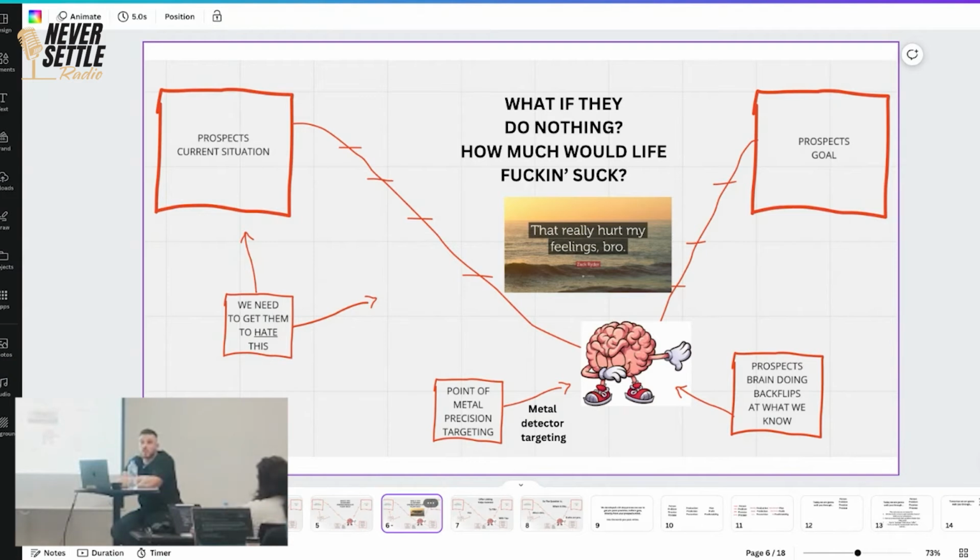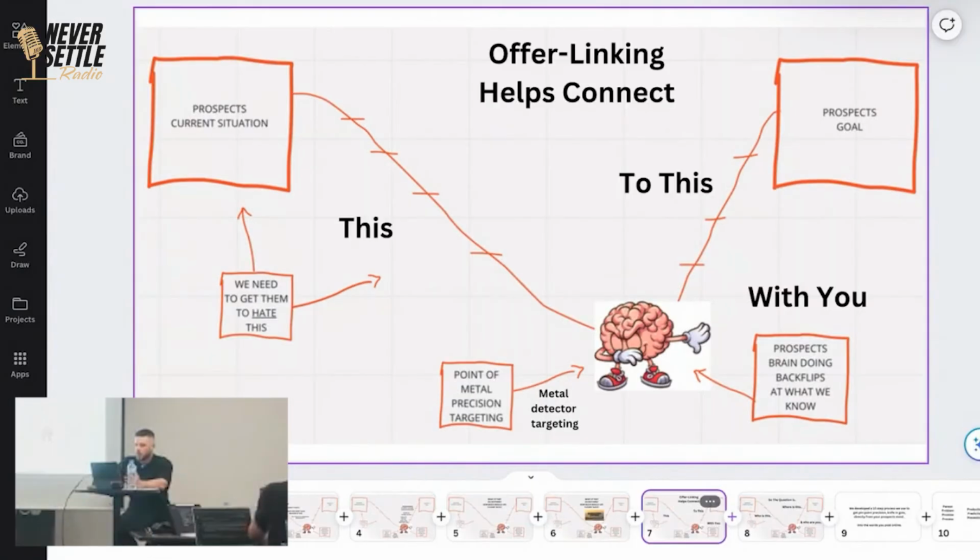Because most people don't change until they get triggered. In most cases, there has to be a triggering event of some sort that makes someone want to change. Better to put the triggering event in your content so they want to change before they get to the call with you in the first place. That's my opinion anyway. So offer linking helps connect their current situation to their goal.